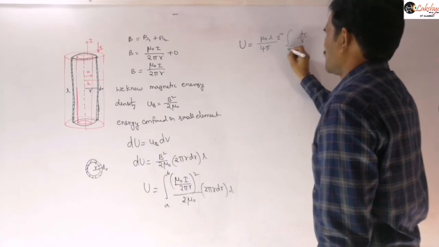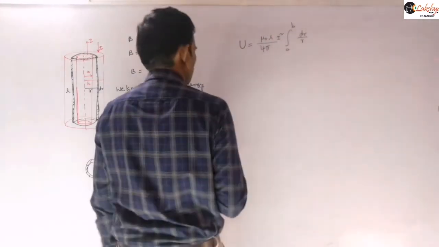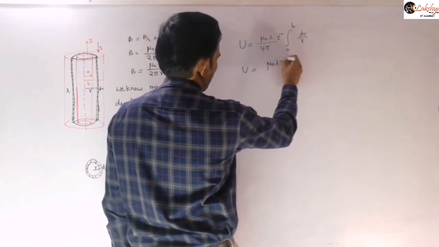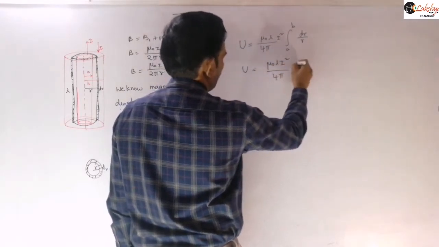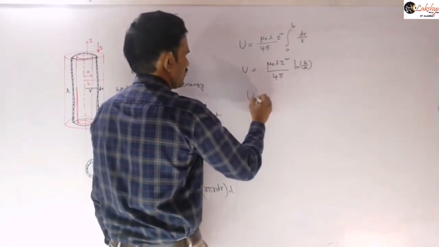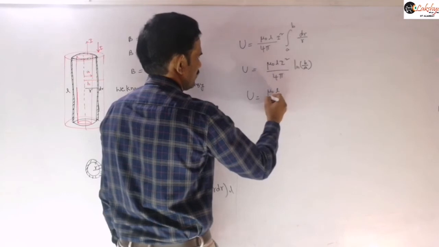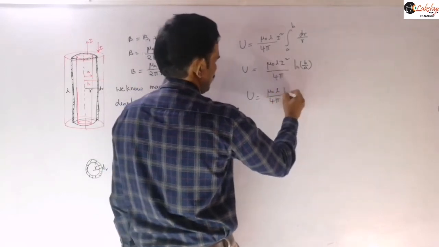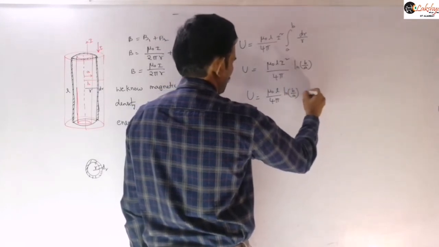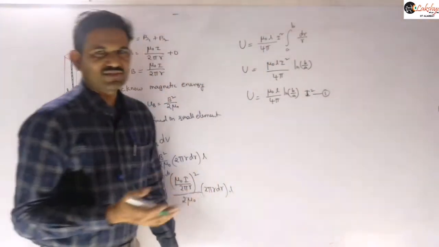And so now you can write the limits from a to b, and therefore this energy we can write as mu naught L into I square by 4 pi into ln b by a, and so U is equal to mu naught L by 4 pi into ln b by a into I square. So let us keep this value here. Then I will explain after deriving this inductance there.